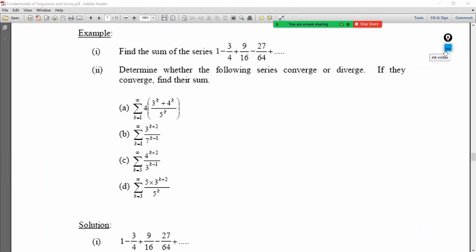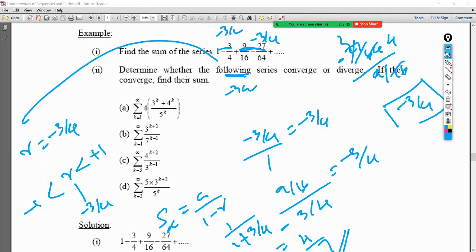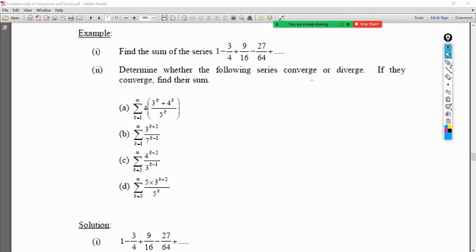Listen carefully to how this is done. Say this is sigma of 4 times 3 to the power k plus 4 to the power k, divided by 5 to the power k.